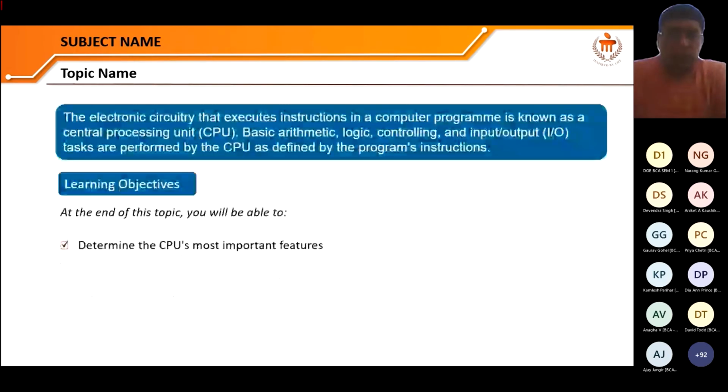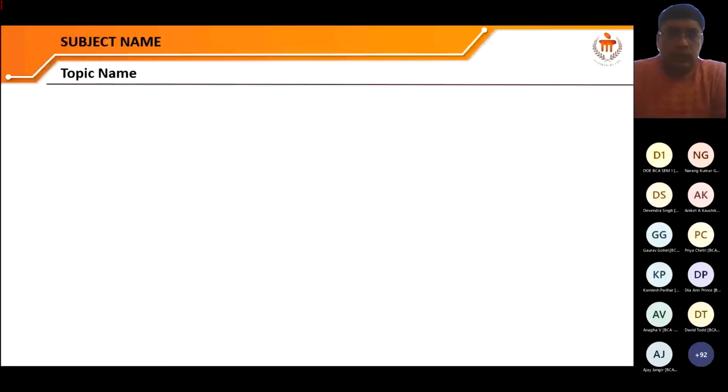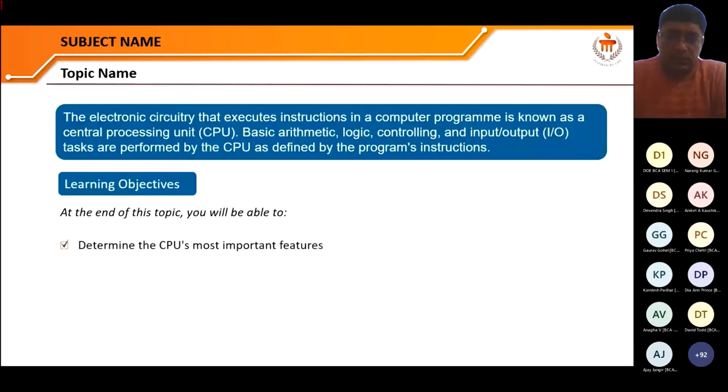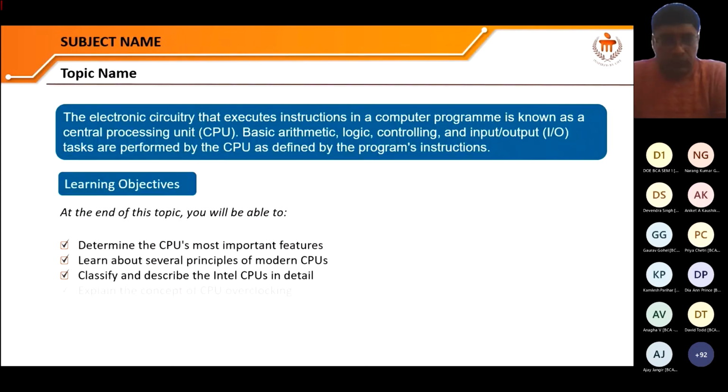So today we have learned about the most important features of a modern CPU, described the Intel CPU details, CPU overclocking, what the meaning of overclocking is and how we can perform it.